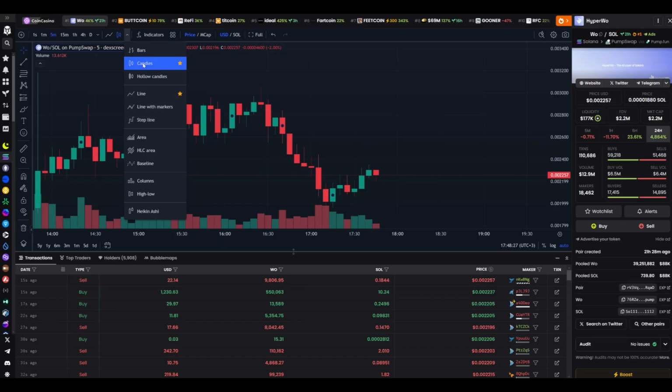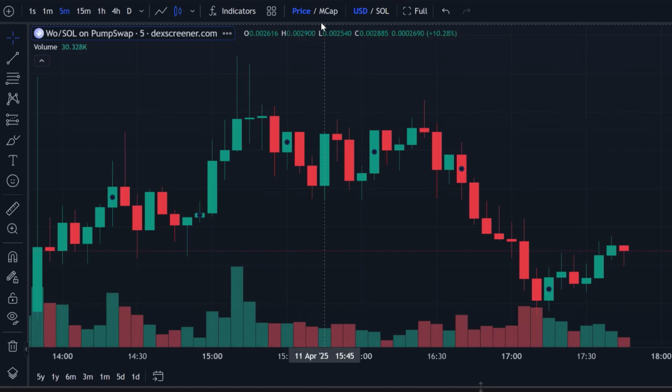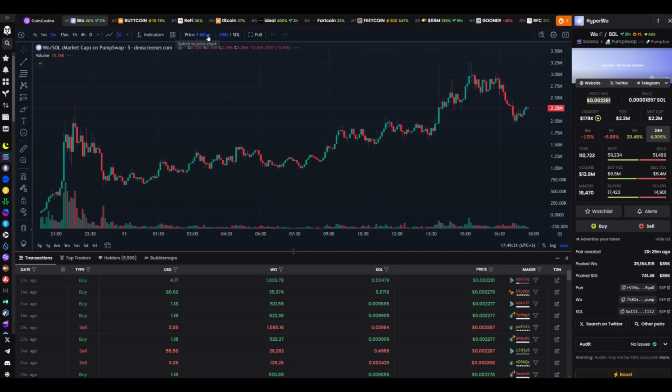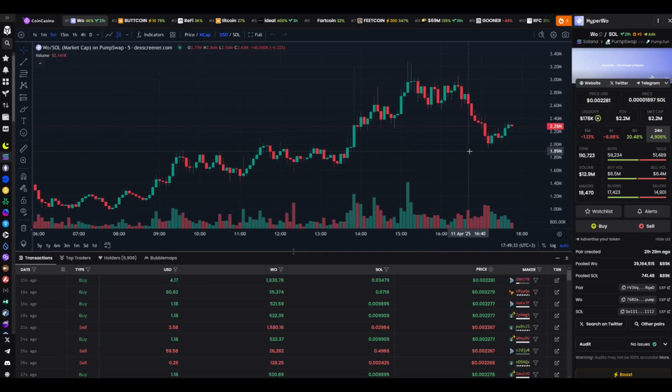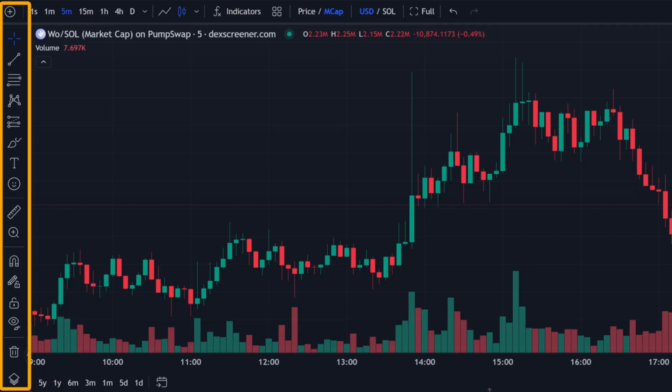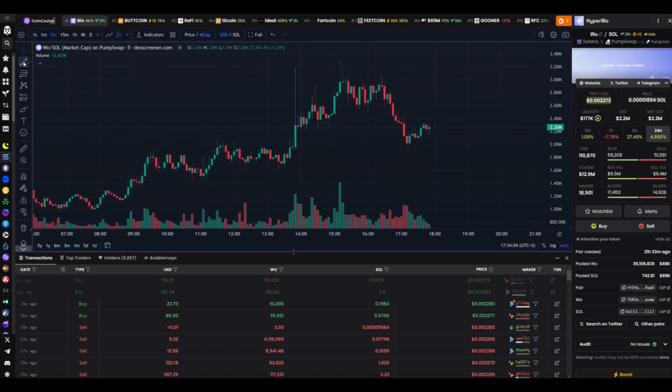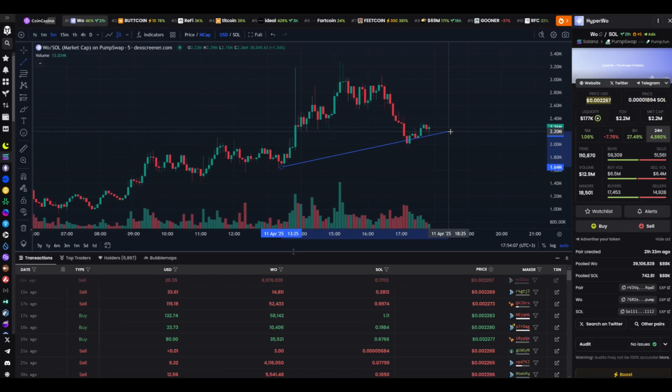They are more informative and visually clear. Further to the right is a toggle: price or market cap. I select market cap. This allows me to assess the token's significance rather than just its dollar value. To the left of the chart is a toolbar. Here you can draw. I click on the line tool. This is a trend line that helps understand the direction in which the price is moving.